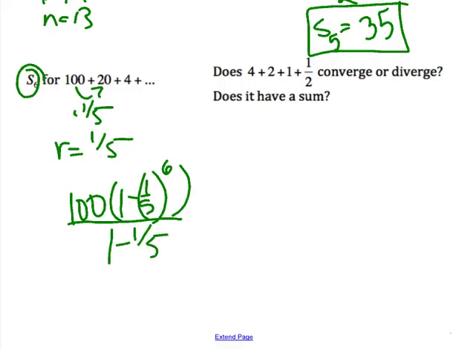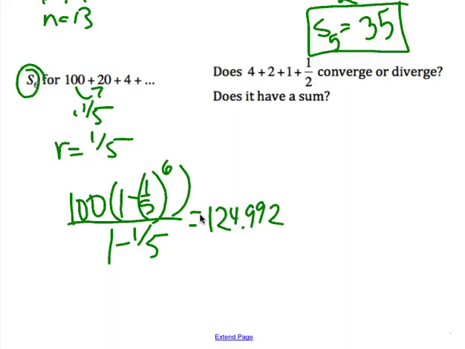Now, use your calculator to help you out. And make sure when you type this in your calculator, if you're typing in 1 minus 1/5 quantity to the 6th, 1/5 should be in parentheses before you raise it to the 6th power. Now multiply by 100. And if you're dividing now by 1 minus 1/5, you should put that in parentheses. And you end up with 124.992. That's your summation.